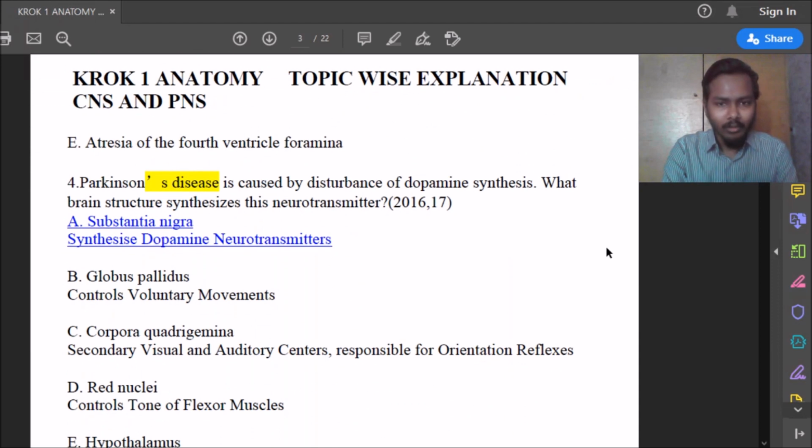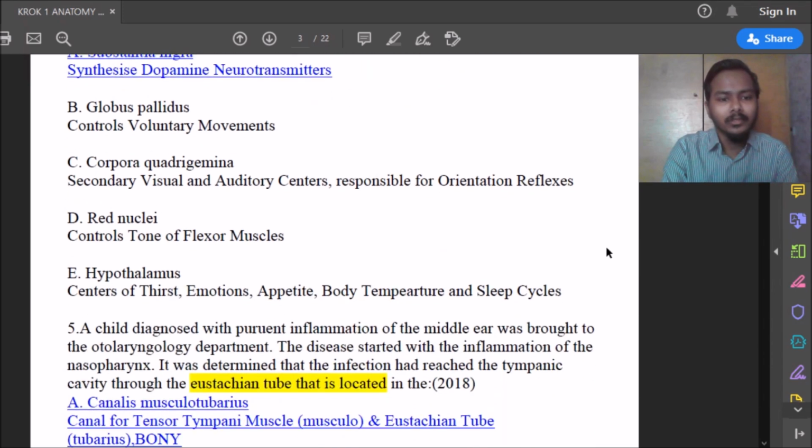Fourth question: Parkinson's disease. There will be damage to the substantia nigra. There will be a decrease in the dopamine neurotransmitter.